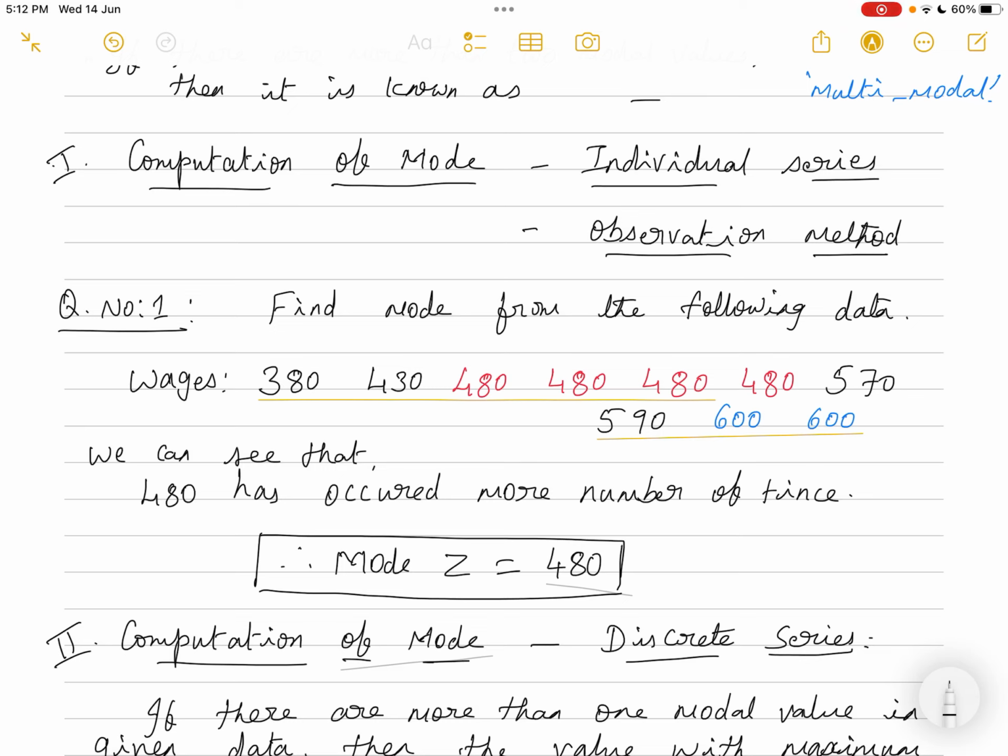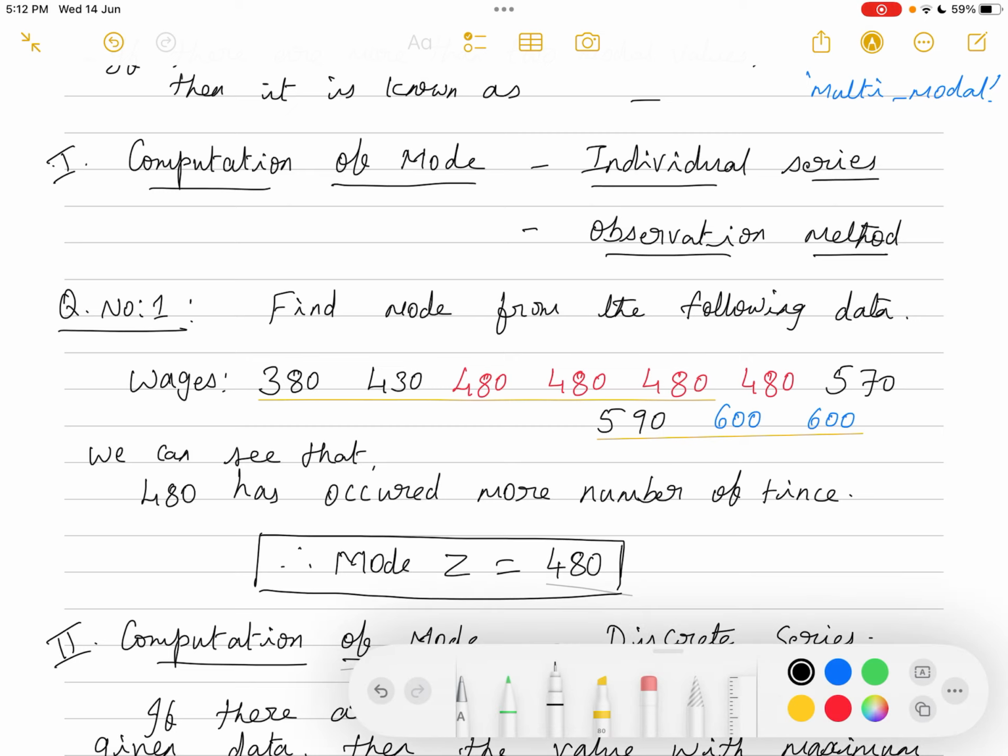What we are finding here is that the value 480 has occurred more number of times, 4 times. Even though the value 600 has also occurred more than once, it occurs only twice, whereas 480 occurs 4 times. So it is very clear the modal value is equal to 480. Mode we always represent by the letter Z. Therefore mode Z is equal to 480, since 480 has occurred more number of times.